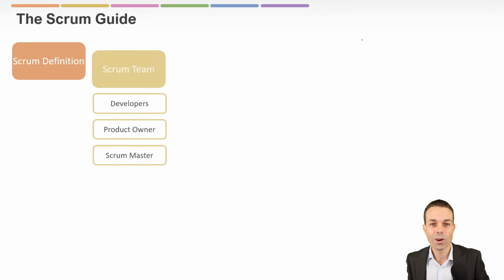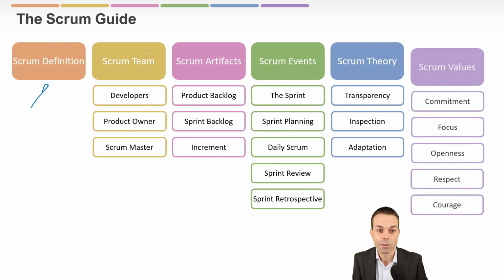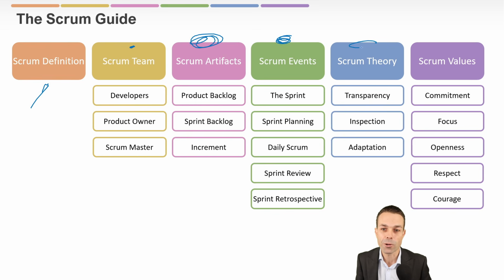But now, first of all, what is in the Scrum guide? We go through the definition of Scrum, then we look at the Scrum team, who is delivering things, what they're delivering in the Scrum artifacts, how we're delivering it with Scrum events, and then the overall theory and values behind Scrum. So all of these things are really, really important.